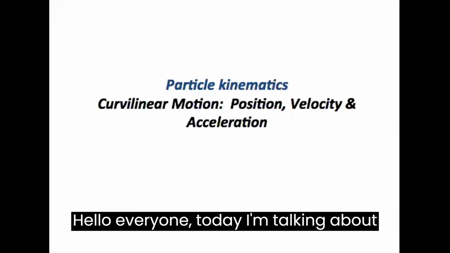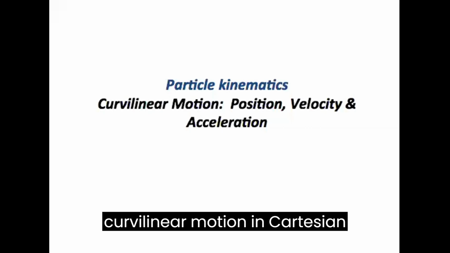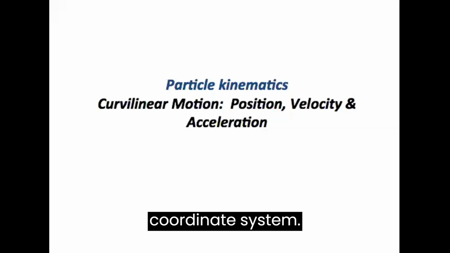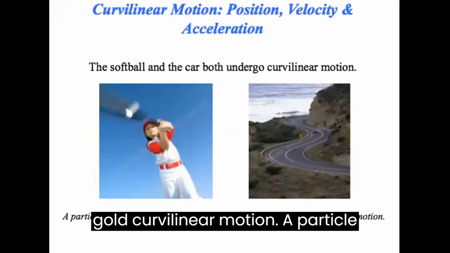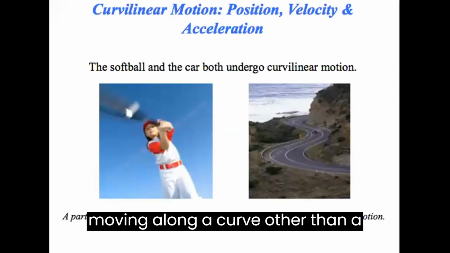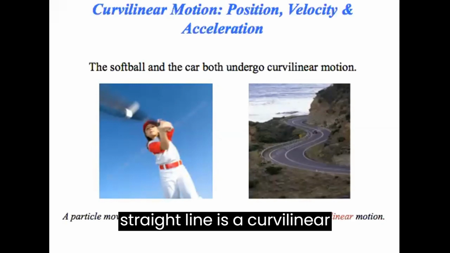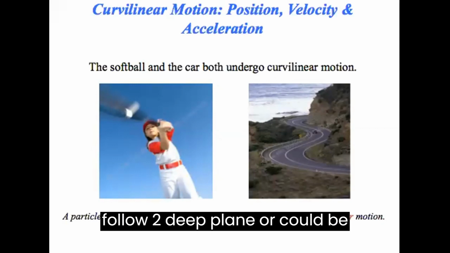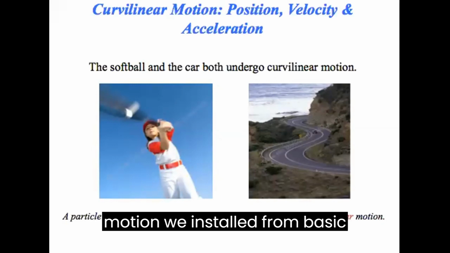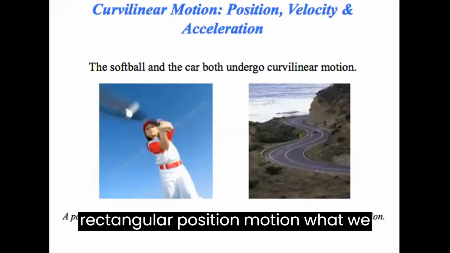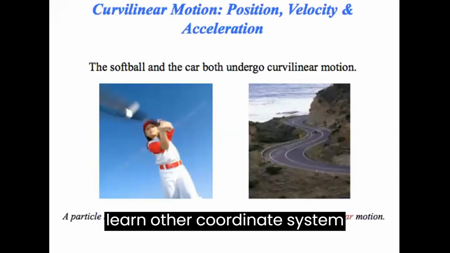Hello everyone, today I'm talking about curvilinear motion in the Cartesian coordinate system. The softball and the car both undergo curvilinear motion. A particle moving along a curve other than a straight line is in curvilinear motion. This curved path could follow a 2D plane or could be three-dimensional. For curvilinear motion, we start from basic rectangular position motion, but we learn other coordinate systems later.